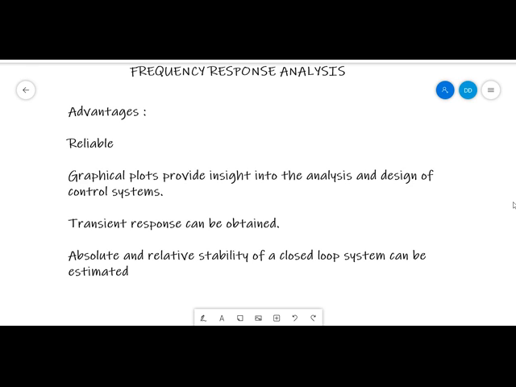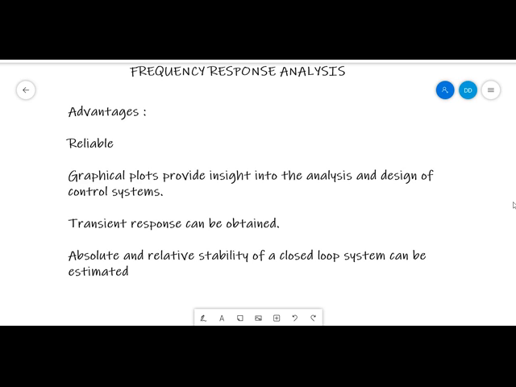Moreover, the transient response of a system can also be obtained from its frequency response, and it can be extended to certain linear time invariant systems. And the absolute and relative stability of a closed loop system can be estimated by having the knowledge of the open loop frequency response. So these are the few advantages of frequency response analysis.